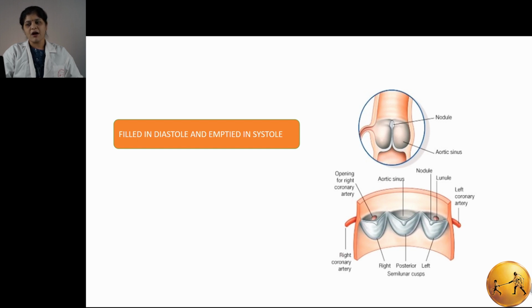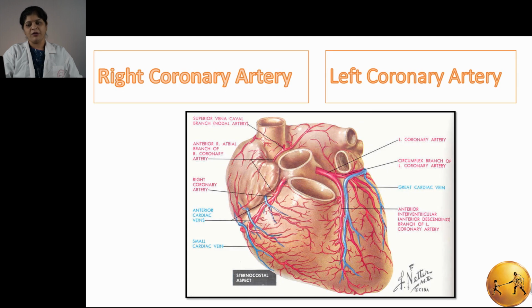That blood comes over here and gets collected in the pocket, and from that region only the coronary arteries take origin, and this is how the blood collected in the pockets or sinuses gets poured into the coronary arteries. So this is the peculiarity of the coronary artery. There are two coronary arteries, the right coronary artery and the left coronary artery.